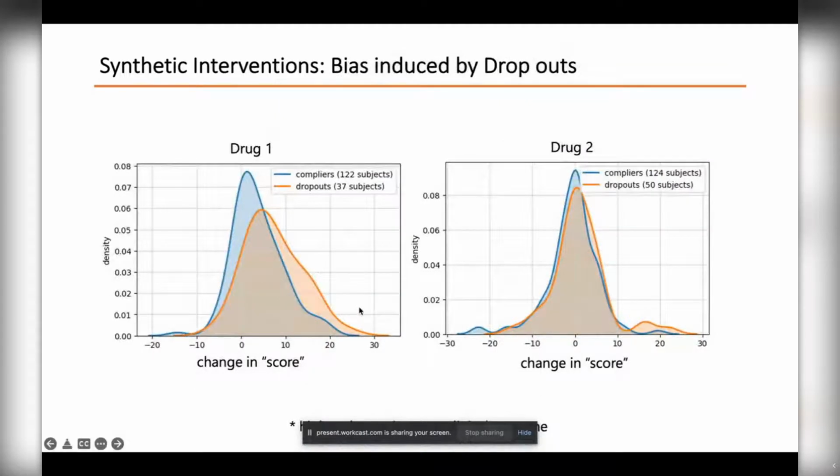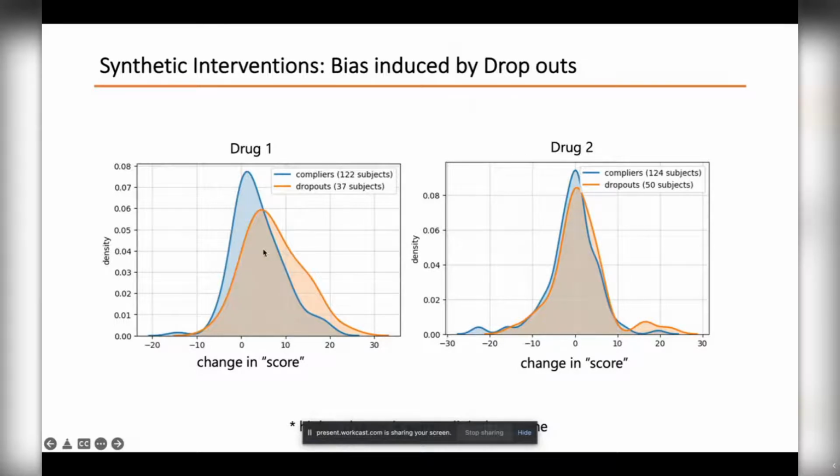Okay. Going to the last part, which is, does it help understanding biases induced by dropout? So if you remember, drug 2 was the effective one where people were primarily dropping off because of logistical reasons, like somebody moved and things like that. And as one would expect, this was the distribution of change in score under compliers, and this was the change in score under our estimated dropouts. And this pretty much coincides.